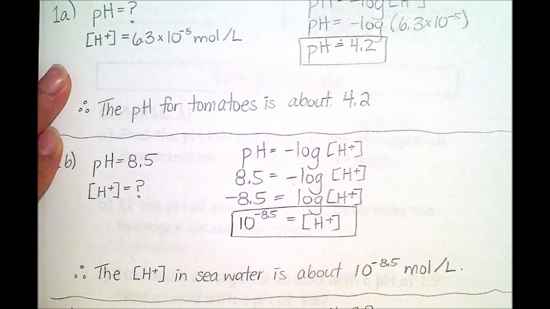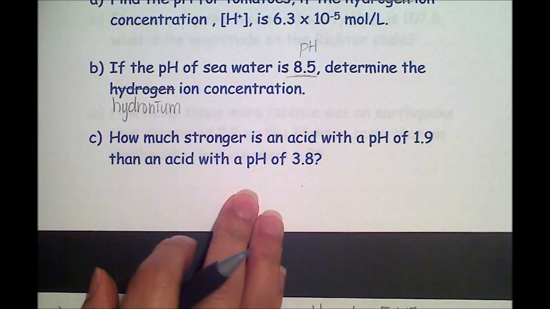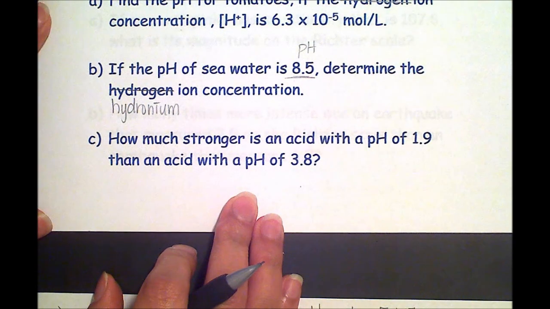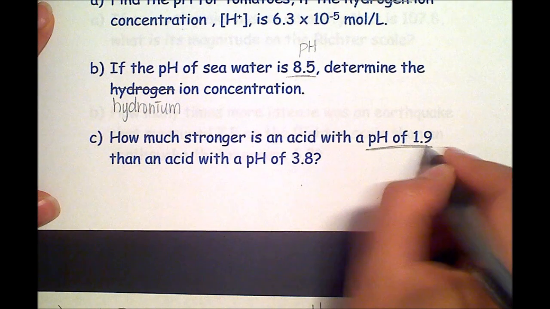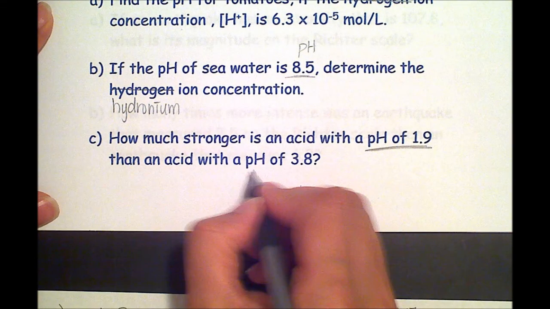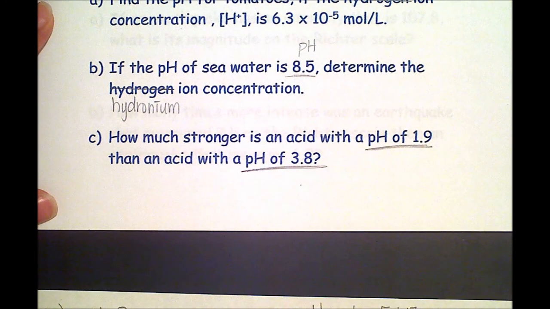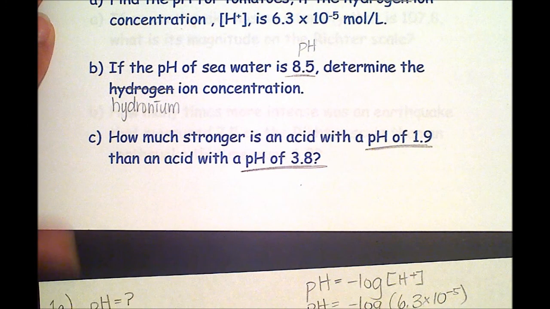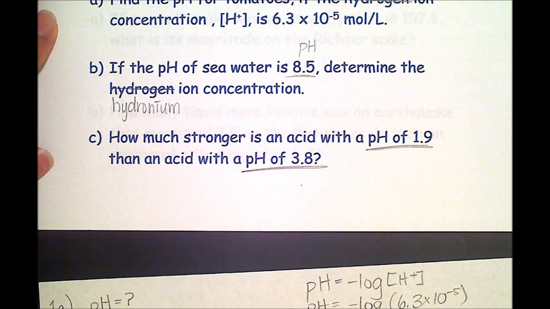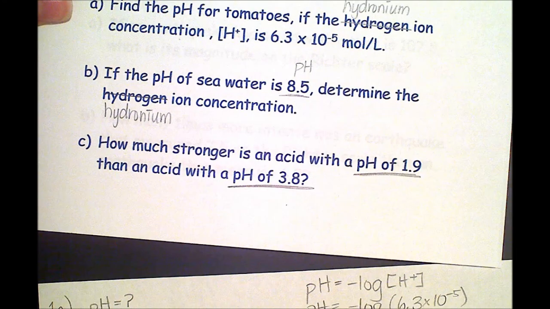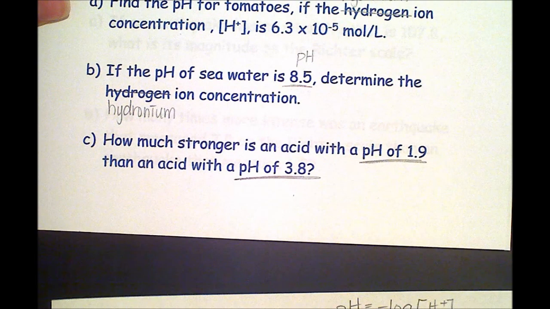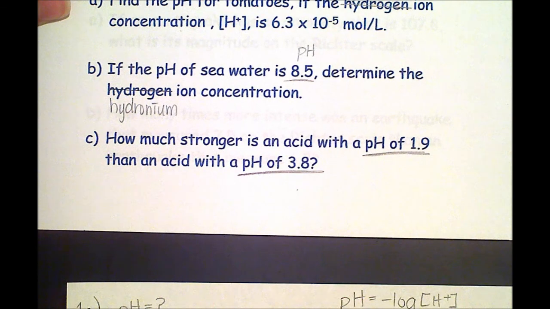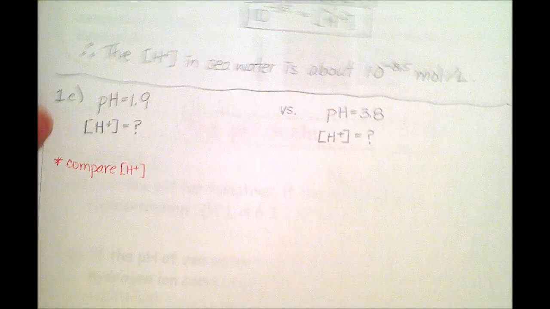Okay. For the third question, it says how much stronger is an acid with a pH of 1.9 versus an acid with a pH of 3.8. Now, there's a couple of different ways to answer this question, and we're going to look at one way. One way is to actually compare the concentration of the hydronium ion, so you can see how much stronger the acid with a pH of 1.9 is versus the acid with a pH of 3.8. So that's the method I'm going to use first.